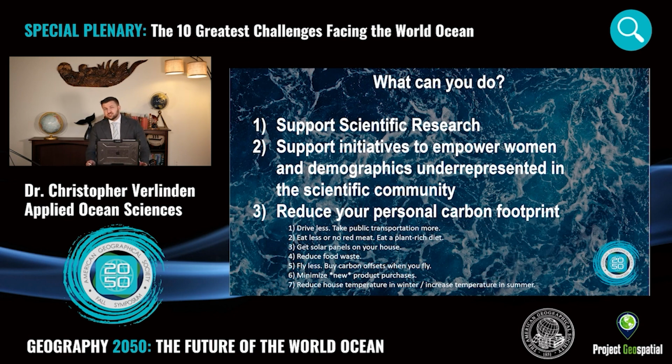Minimize new product purchases, or insist through your purchasing power on sustainable supply chain management in the things that you do buy. And maybe reduce your house temperature a little bit in the winter and increase it in the summer to reduce the amount of electricity and power that you use, among a great many other things.